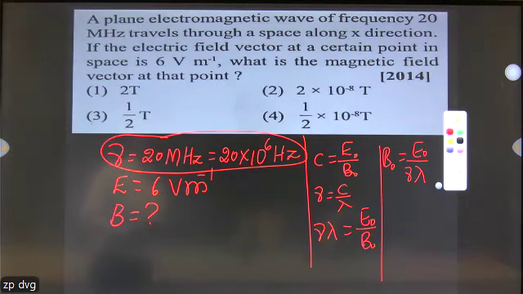It is traveling along the x direction. So what is the magnetic field vector at that point? What is the magnetic field vector at that point? Try and see.